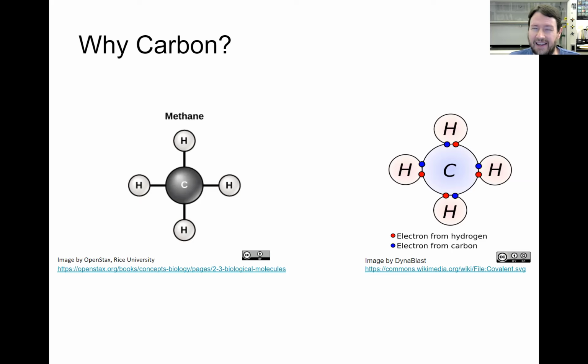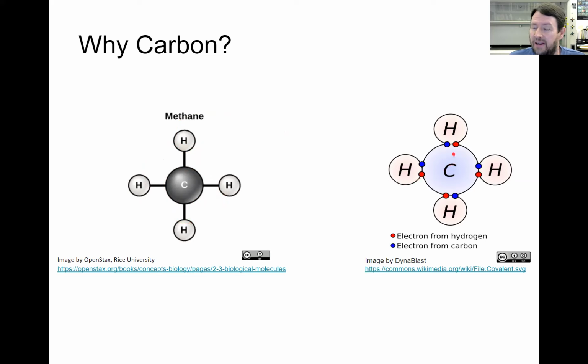Well, we already saw an example of how carbon bonds with other atoms, and that was in methane. So carbon can share electrons with 4 other atoms. In this case, it's just 4 other hydrogen atoms. So this is really the simplest organic molecule containing carbon and hydrogen.